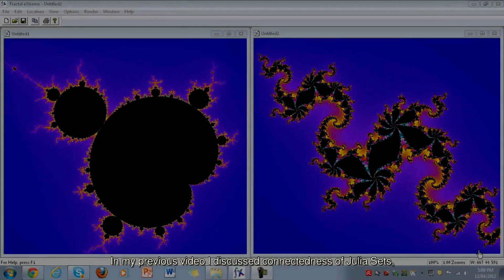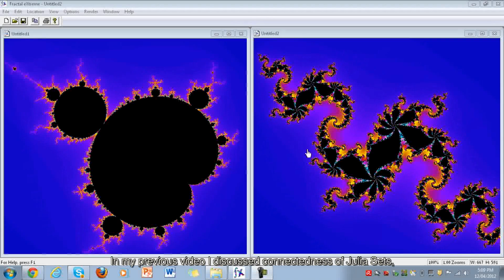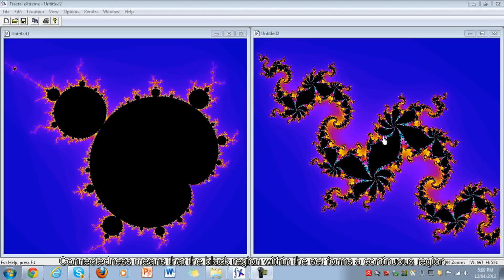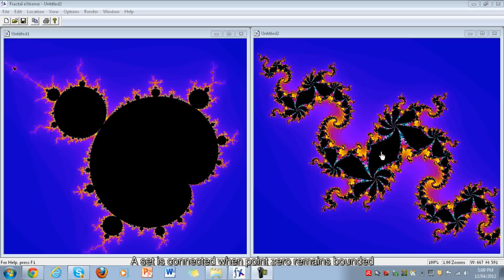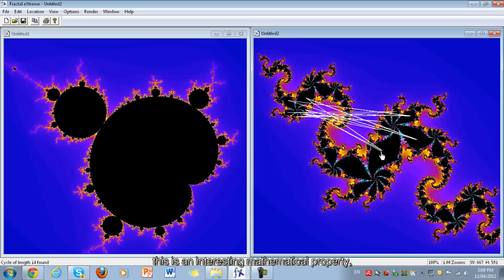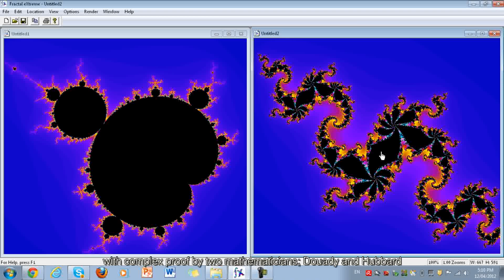In my previous videos, I discussed connectedness of Julia sets. Connectedness means that the black region within the set forms a continuous region. A set is connected when point zero remains bounded. This is an interesting mathematical property, with a complex proof by two mathematicians, Douady and Hubbard. I won't go into it, but if you want, you can follow the links in my video description.